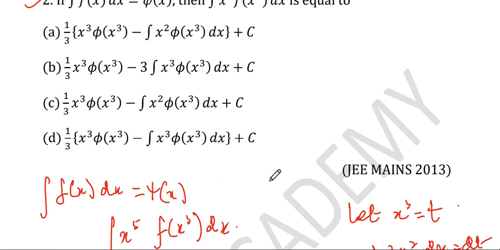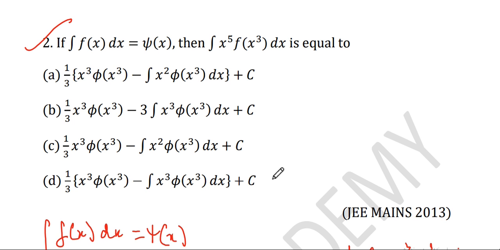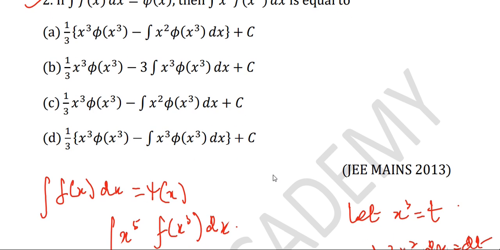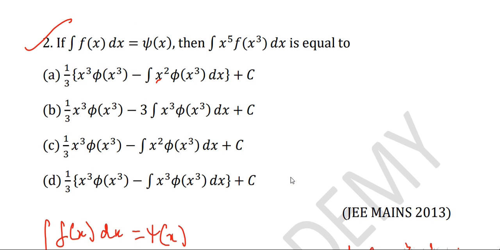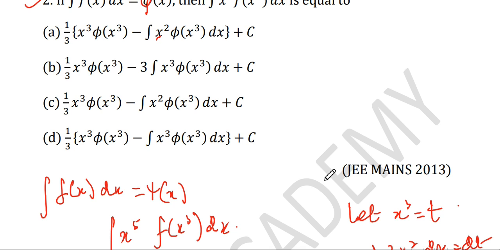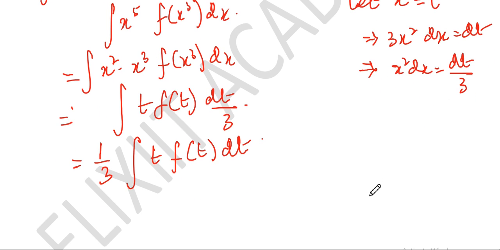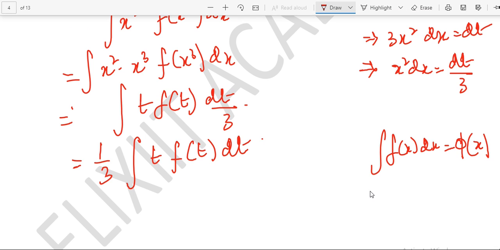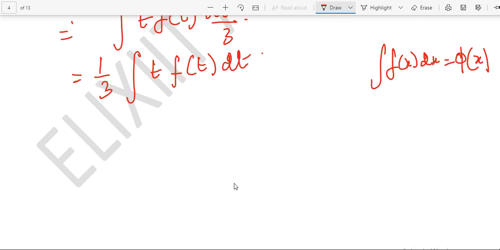Okay, this was phi of x. There is a printing mistake over here. This is phi of x and not psi of x. Integration of fx dx is phi of x. So we have integration of fx dx is phi of x, and this is 1 by 3.